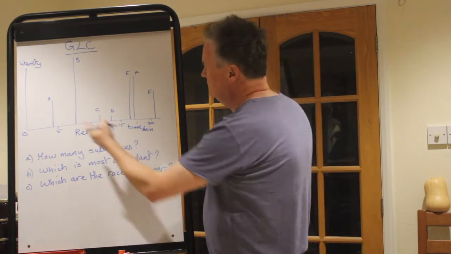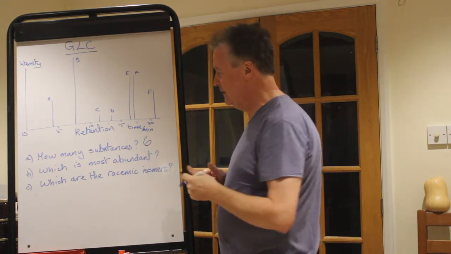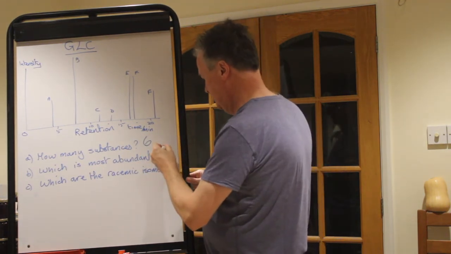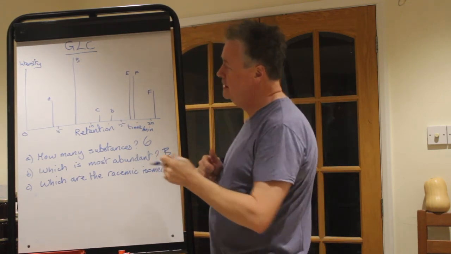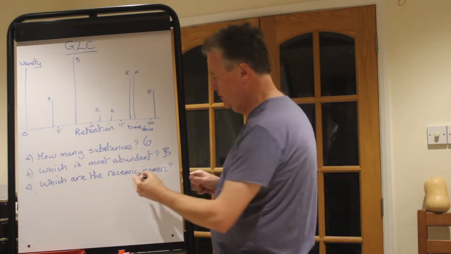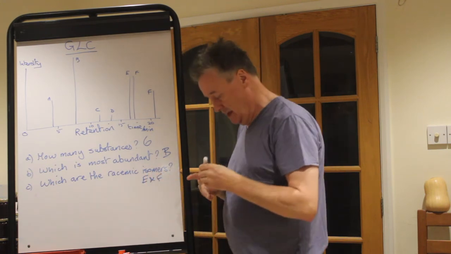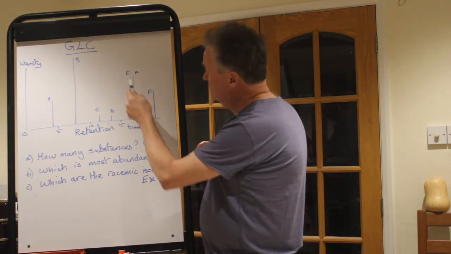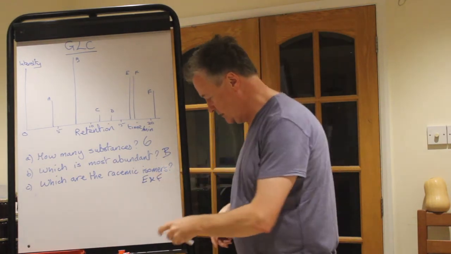How many substances? 6. A, B, C, all the way through to F. Which is the most abundant? B. Which are the racemic mixture? Now this is, you're going, oh, could be C and D. No, slightly too far apart. E and F. And the reason it's racemic is also they're the same height, because racemic means equal amounts of both of the optical isomers.